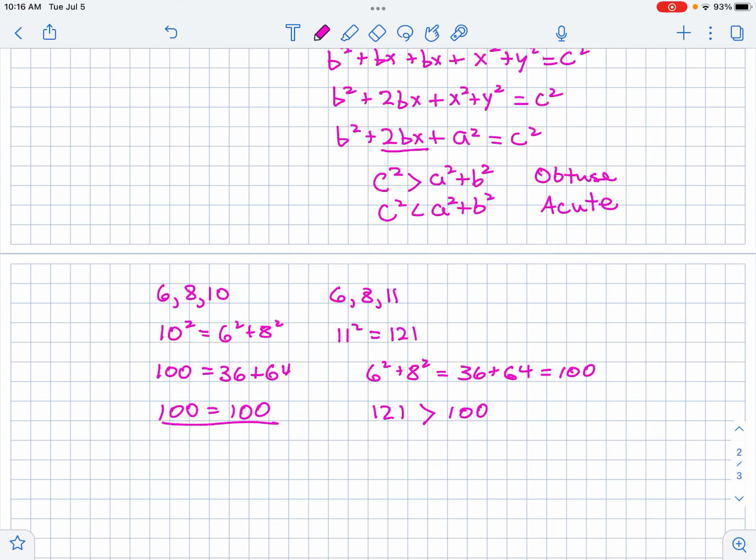So the Pythagorean theorem goes both ways. If you have a right triangle, then a squared plus b squared equals c squared. If a squared plus b squared equals c squared, if you have that, then you know that you're dealing with a right triangle.